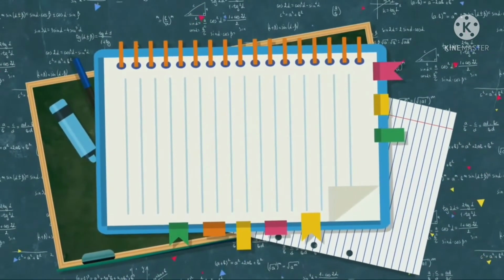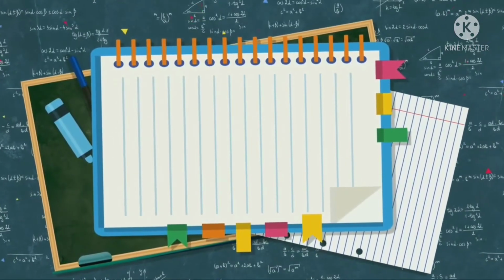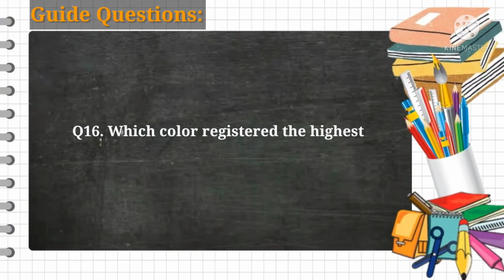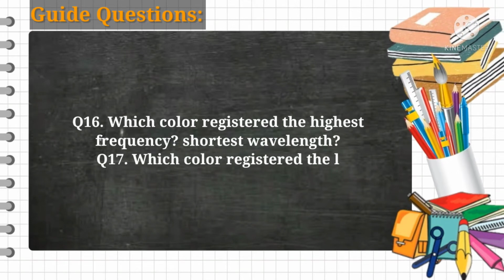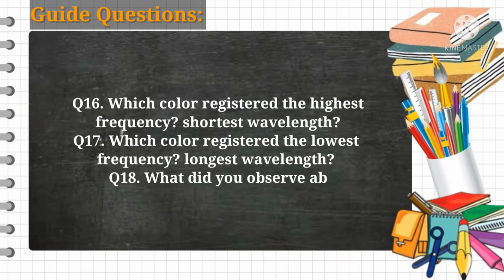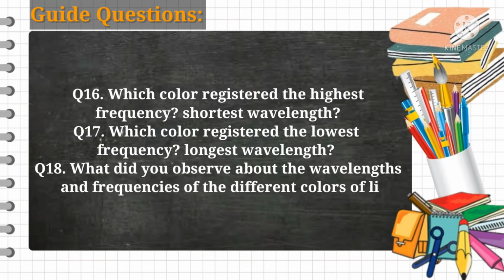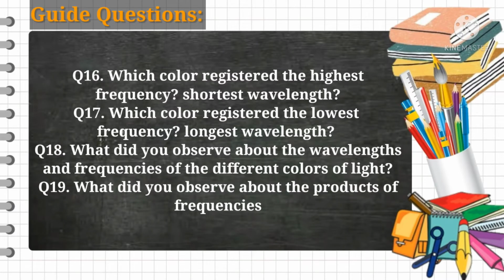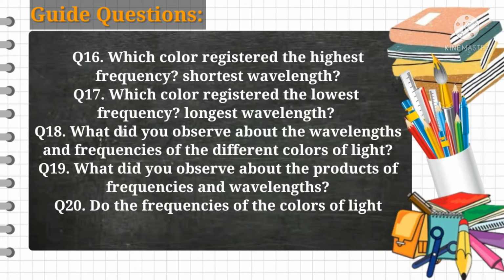Answer also the questions found in your book. Question number 16. Which color registered the highest frequency? Shortest wavelength. Question number 17. Which color registered the lowest frequency? Longest wavelength. Question number 18. What did you observe about the wavelengths and frequencies of the different colors of light? Question number 19. What did you observe about the products of frequencies and wavelength?